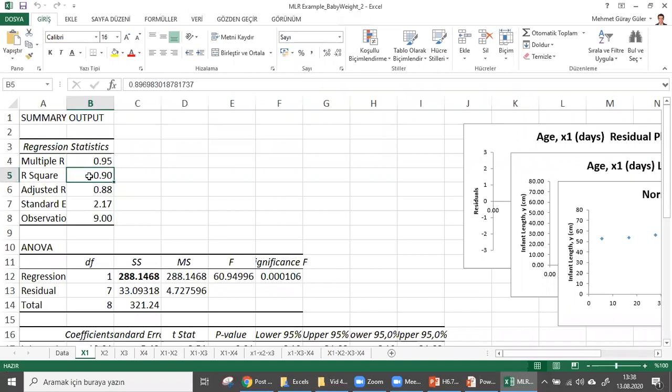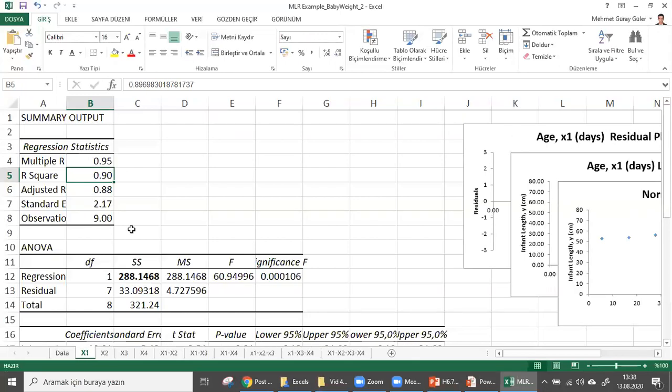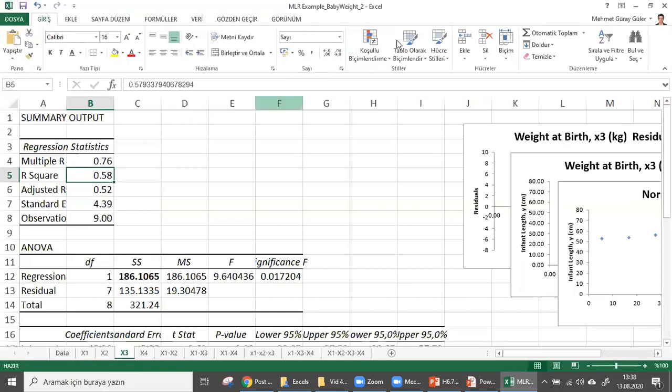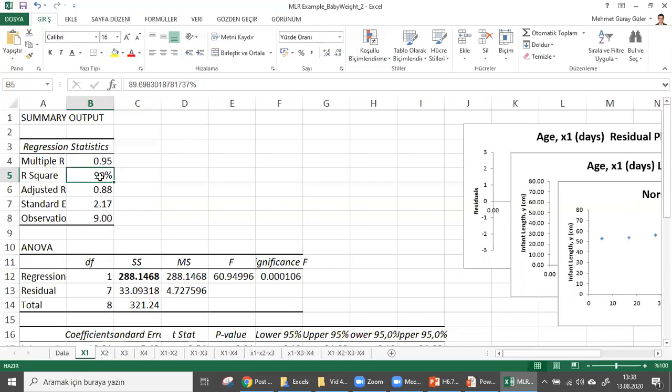So R square here in this model is 90%. R square here is 67%. Okay, let me just make this smaller and make this as percent, right? And let me just make this as percent. This is 90%. This is X3, this is 58%. And this is, again, this is 31%. Okay, so which one is the largest one? This one is the largest one.